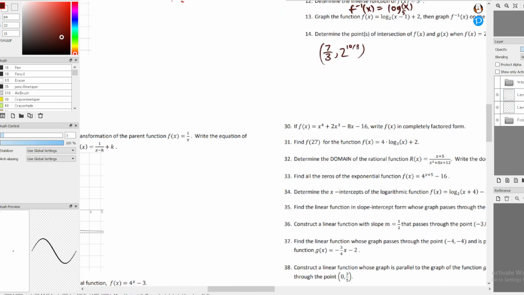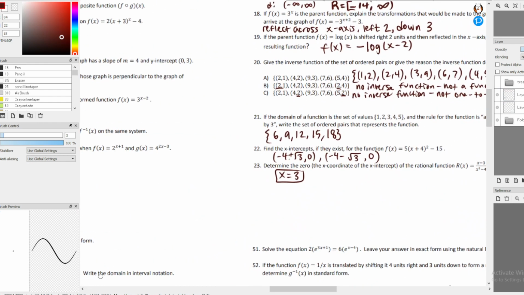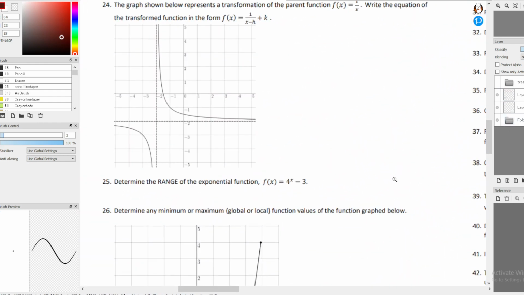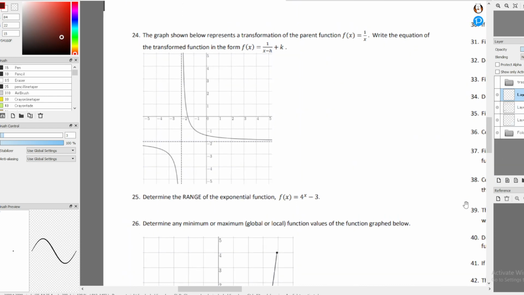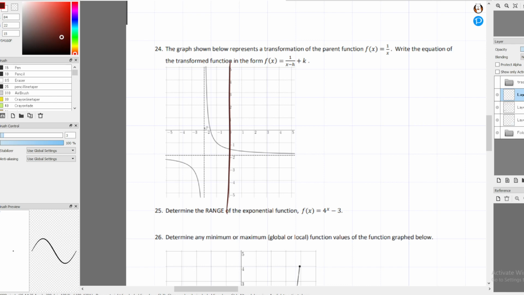Now we are moving over to 24, right? Yeah, 24. 24 is telling us that the graph shown below represents a transformation of the parent function f of x equals 1 over x. Write the equation of the transformed function in our nice rational transformation form. I'm sure it has a name, I just don't remember what it is. So our original, we start here. So it looks like we moved 1, 2, 1, 2. It looks like we moved down 2 over 2, give or take. Well, it's like 0.5. It's kind of weird. You have to do like negative 2.5. So it'd be 1 over x plus 2.5.